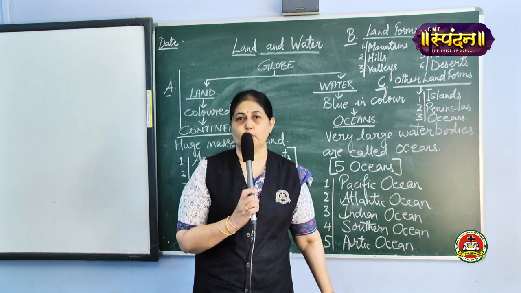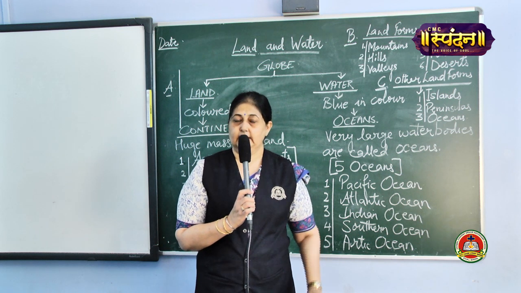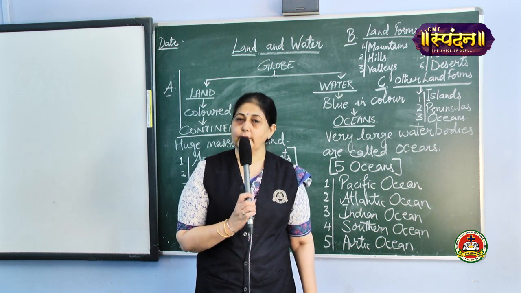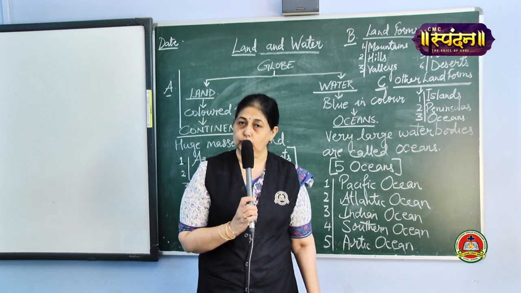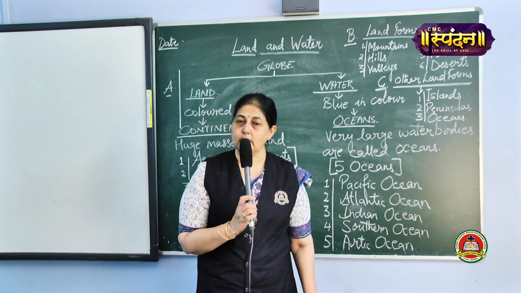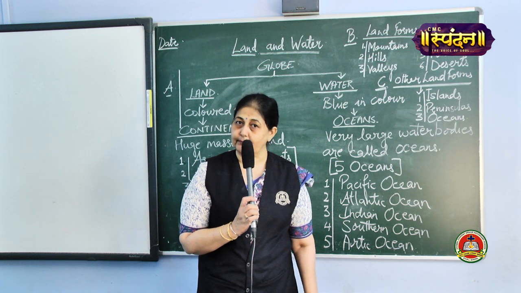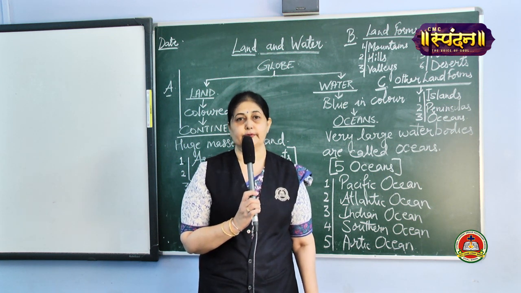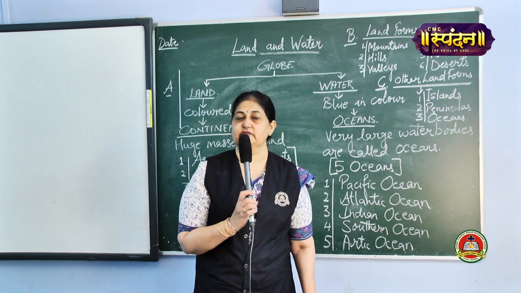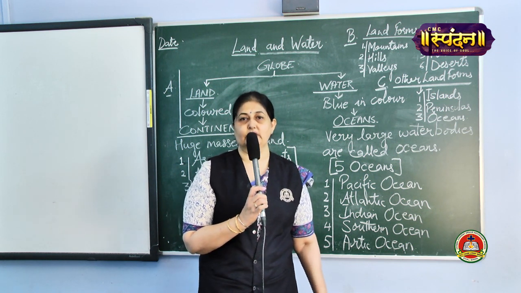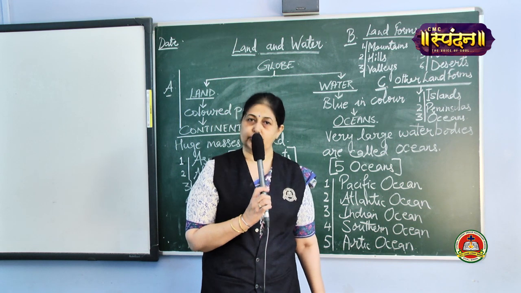Oceans are large water bodies and they are always marked with blue, children. Water, blue. No continent is to be marked with blue on the map. Is it clear? Last time also I told you, children, never ever make a mistake of marking a continent with blue, because blue is meant only to show the water bodies.